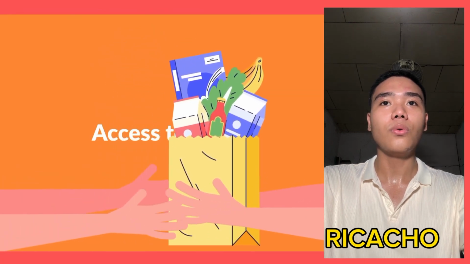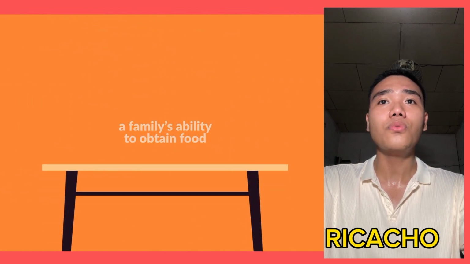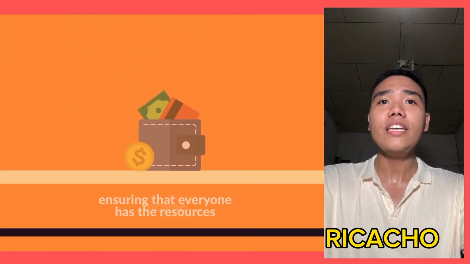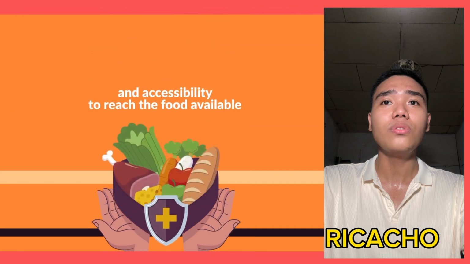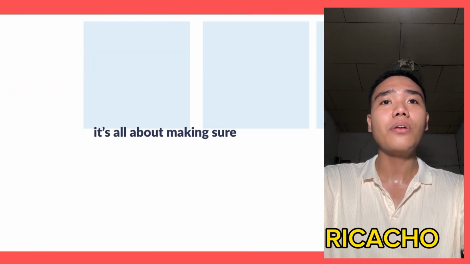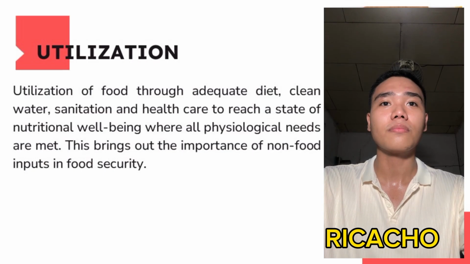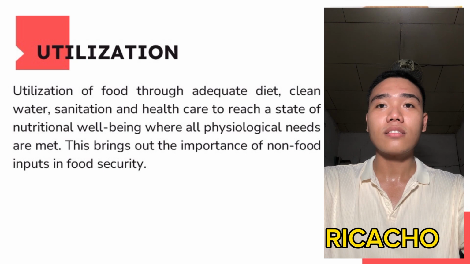resources. So, this part represents a family's ability to obtain foods, like having a seat at the table, ensuring everyone has the resources, income, and accessibility to reach the food available. And it's all about making sure everyone can pull up a chair and enjoy a satisfying meal.